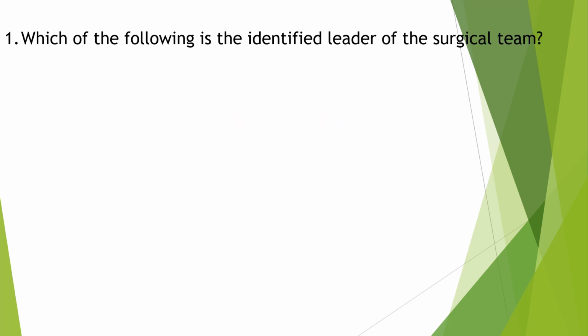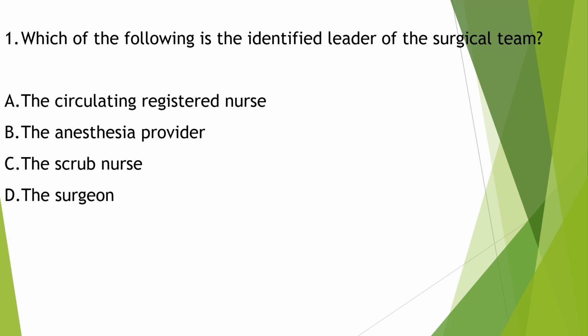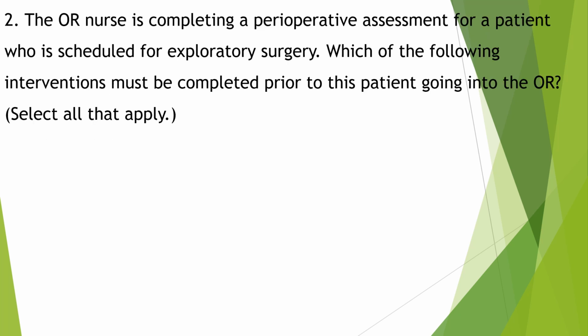Which of the following is the identified leader of the surgical team? The circulating registered nurse, the anesthesia provider, the scrub nurse, the surgeon. So the surgeon is the identified leader of the surgical team. The surgeon has the ultimate responsibility for performing the surgery in an effective and safe manner. All others are essential members of the team.